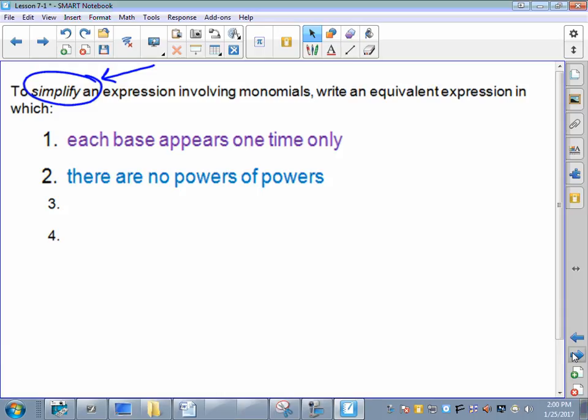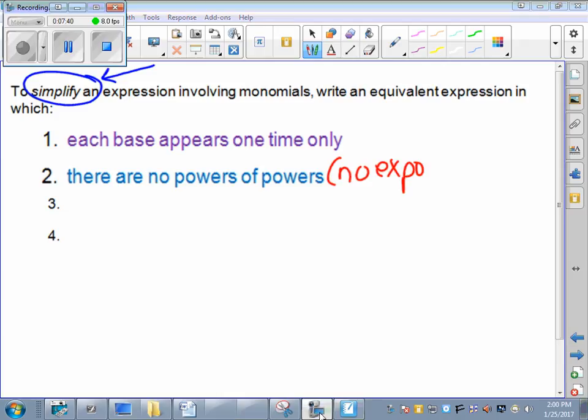Make sure there are no powers of powers. So in other words, there are no exponents. So we've got no exponents when you're done with the problem.